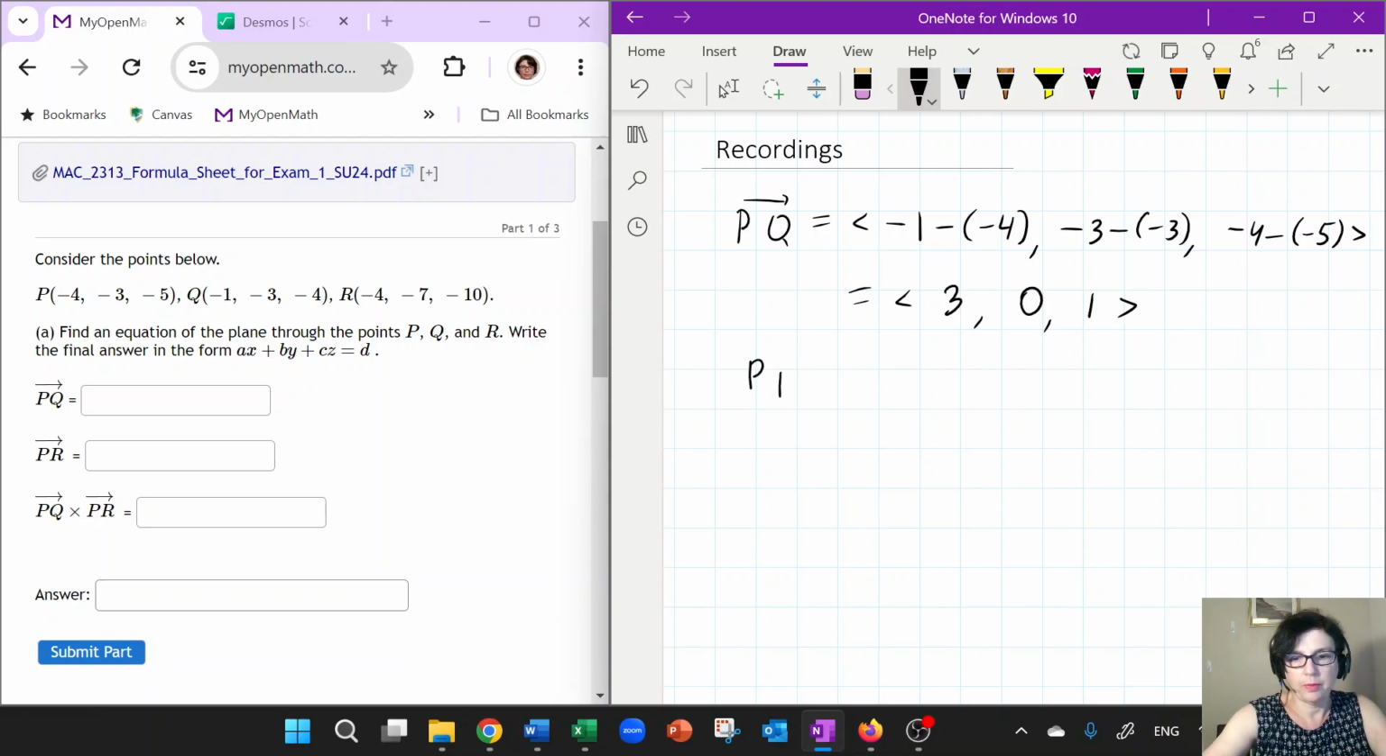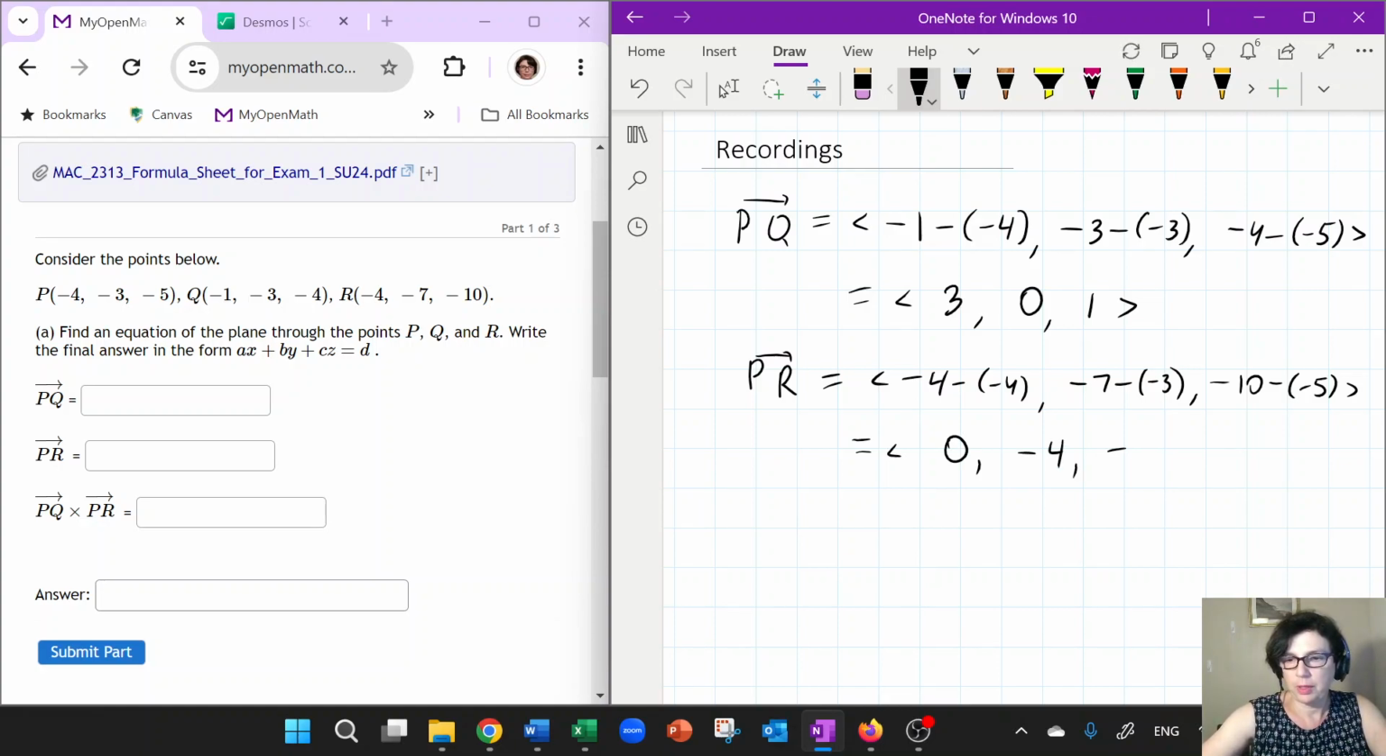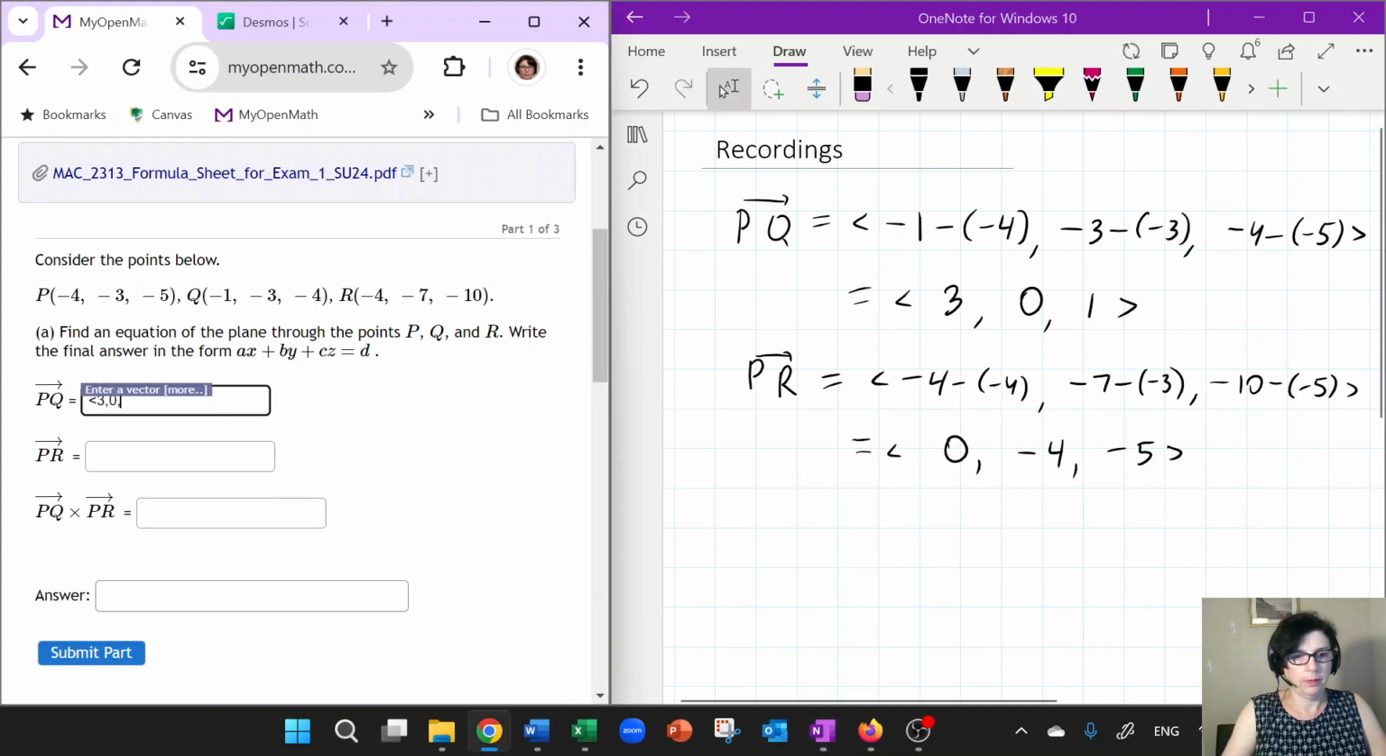Now, if I want to find vector PR, I will subtract the coordinates of point P from R. -4 subtract -4. -7 subtract -3. And -10 subtract -5. Okay, so this looks like that's 0. This would be -4, and then this would be -5. Okay, so let's do that.